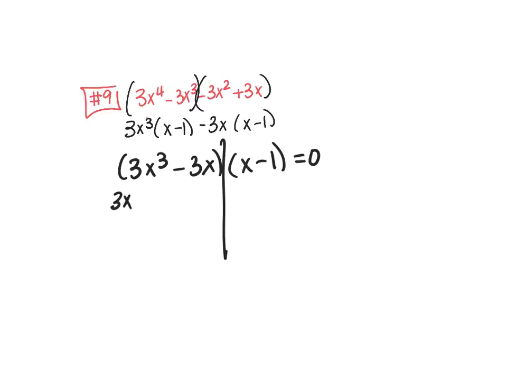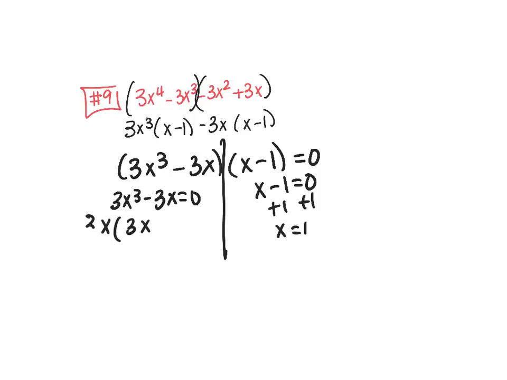So, 3x cubed minus 3x equals 0, and x minus 1 is equal to 0. Adding 1, we have x is equal to 1. Here, I can factor out an x, and I have 3x, I can factor out a 3x. And then I'll have x squared minus 1. This one keeps going. So now I'm going to do 3x equals 0 and x squared minus 1 equals 0.